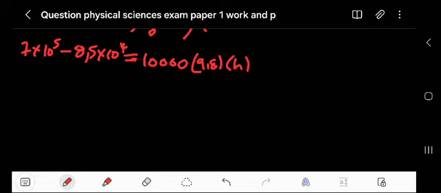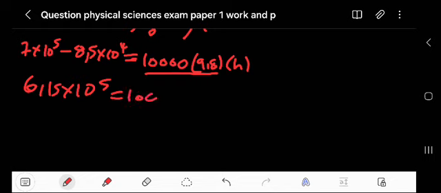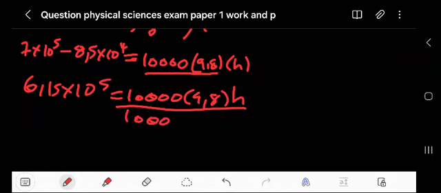So our left hand side will have 6.15 times 10 to the power of 5 equals, multiply these two, or even if you don't multiply, just write them as they are, you have h, then divide by this. This and that will cancel.